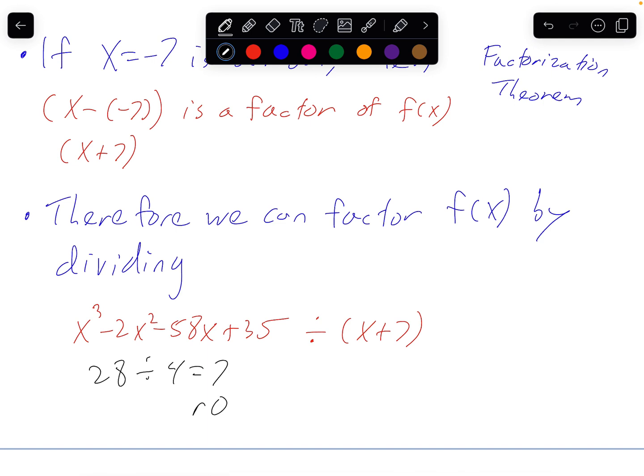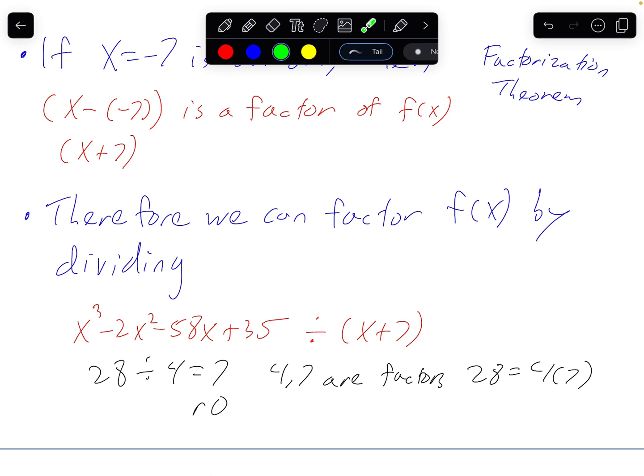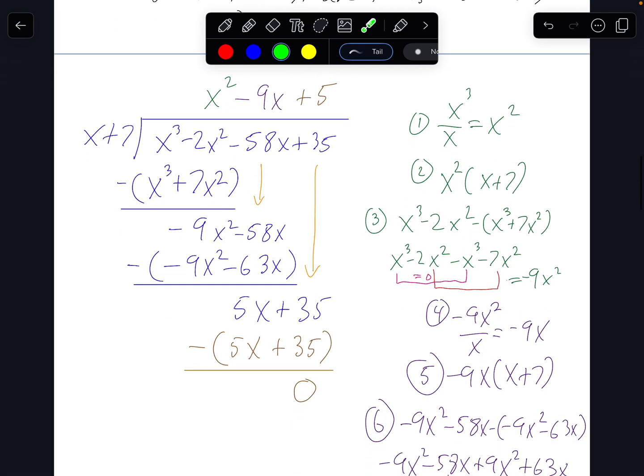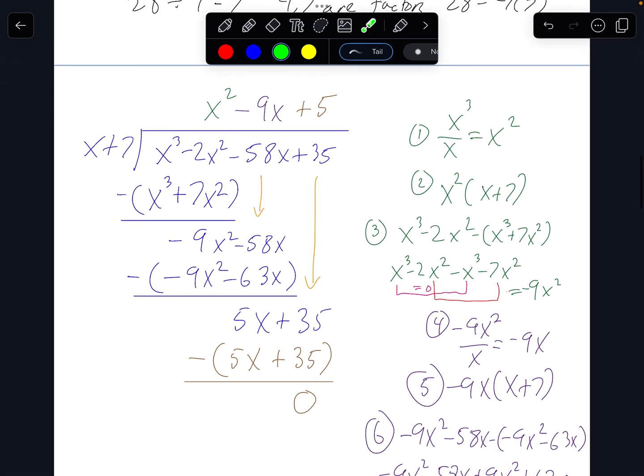This means that 4 and 7 are factors. And that means that 28 can be rewritten as 4 times 7, and there's a whole bunch of examples using actual numbers. That concept holds true for polynomials as well. So if we do this division over here, f of x divided by a known factor, x plus 7, the result is going to be another factor. It's going to be the factor pair of x plus 7. That division is done here. Let's walk through this division.